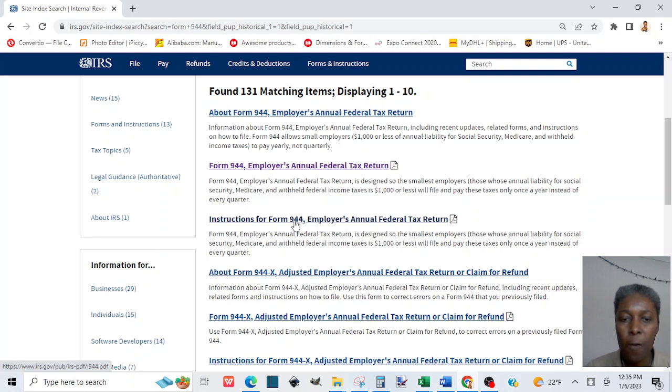So now that you have the form and the instructions for Form 944, you will need a record of the payroll or wages or salaries that you paid to your employees and officers during the tax year 2022 that you are filing for. So with those three sets of documents, you'll be able to file your Form 944 for 2022. So we are going to download the Form 944.